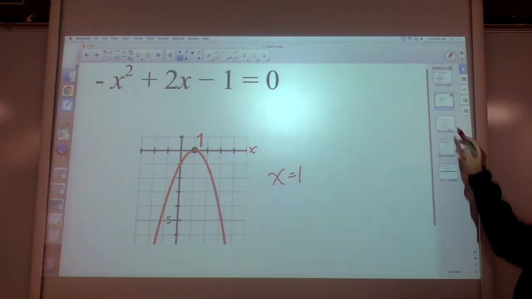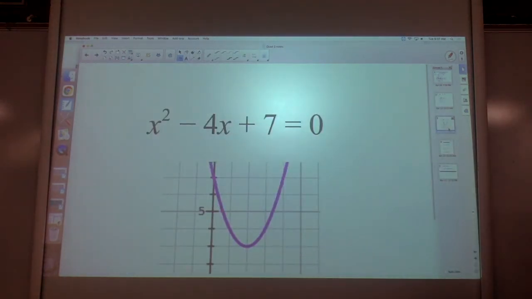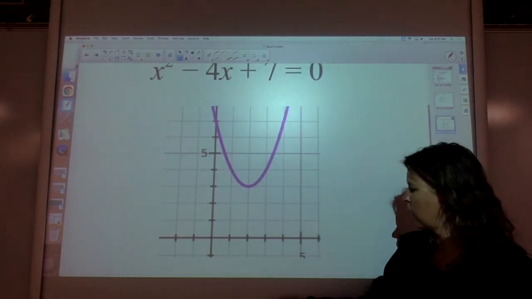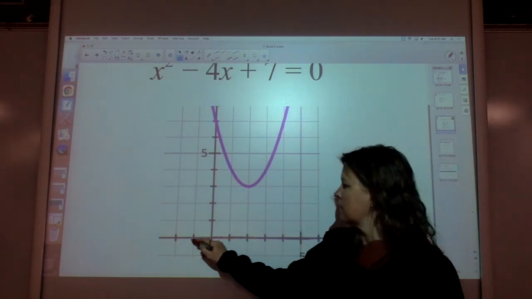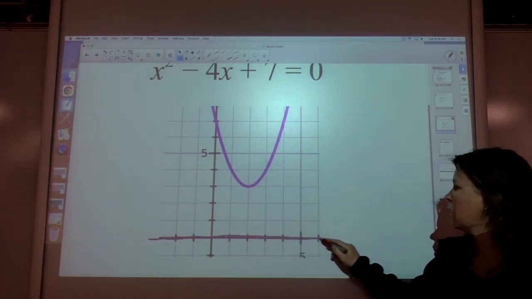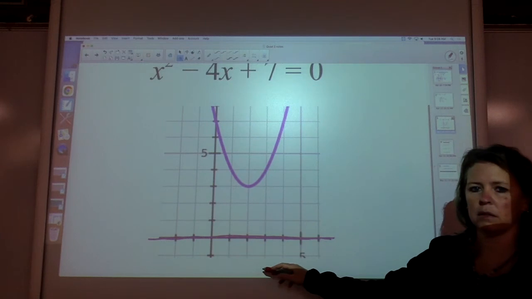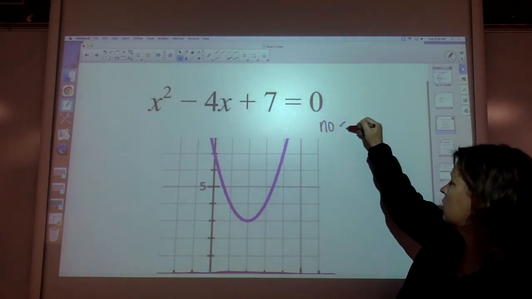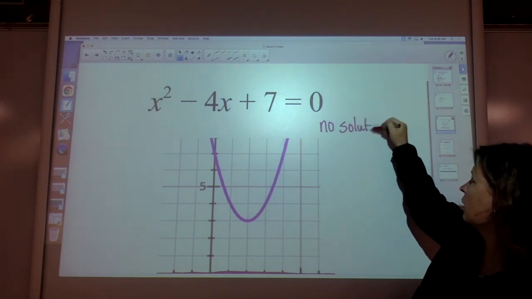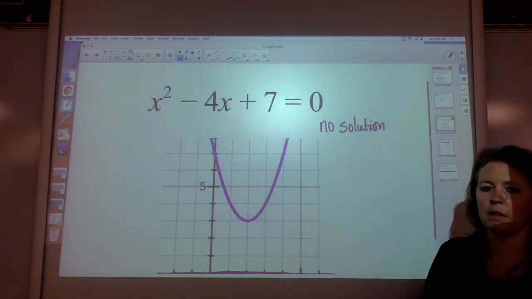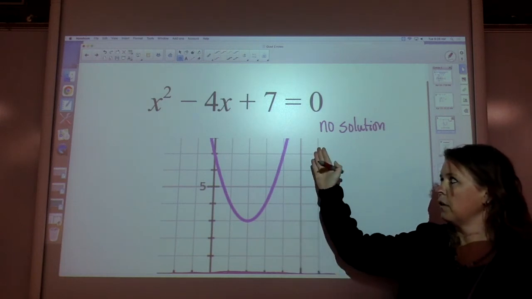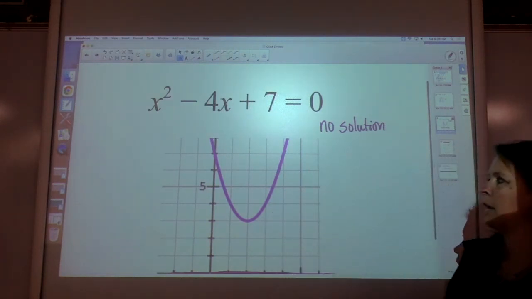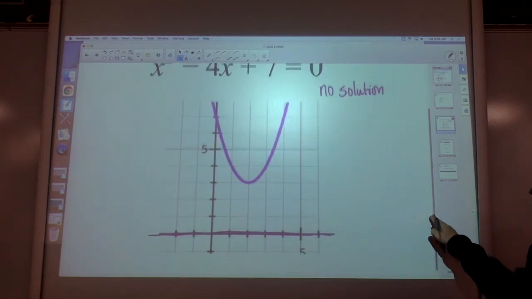And then there's the random one, like, oh, I graphed this one, x squared minus 4x plus 7. Remember, we're looking for any values of x that make the graph equal 0. Well, this graph never even made it to 0. This equation has no solution to it. None. There's nothing real that actually works for that equation. So if we solved it by hand, if we solved it by graph, if we solved it any way we tried to, we would never find a real answer to that.